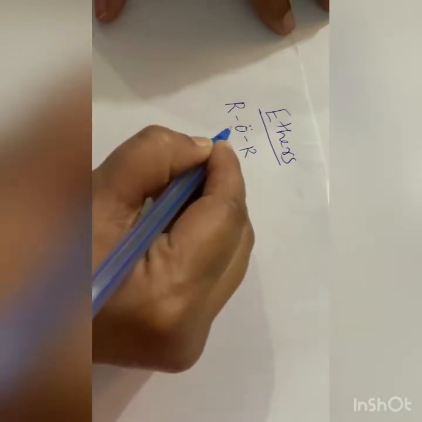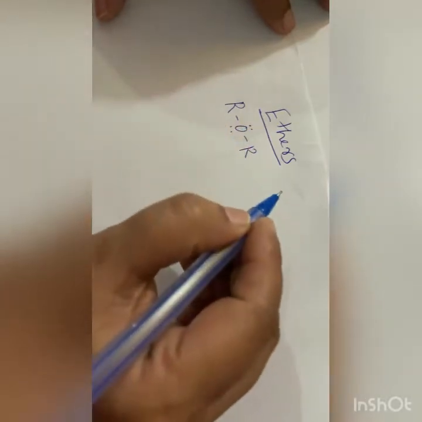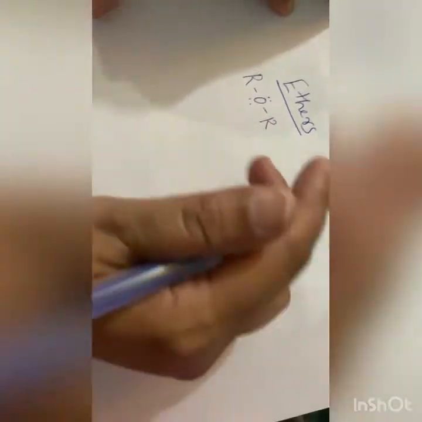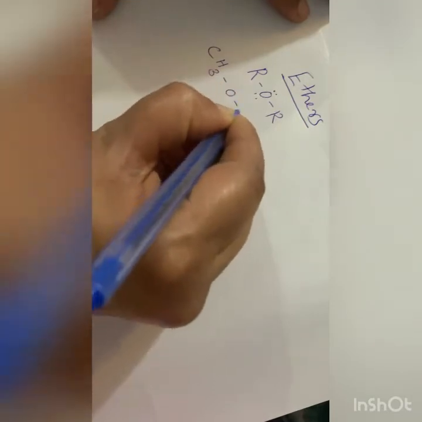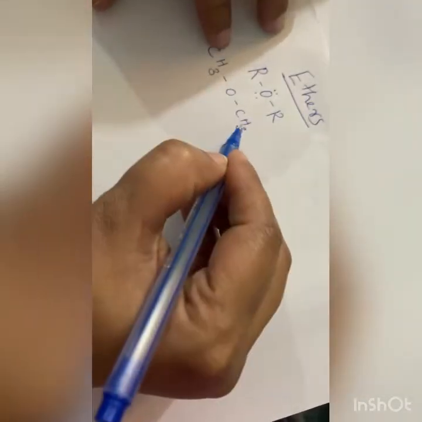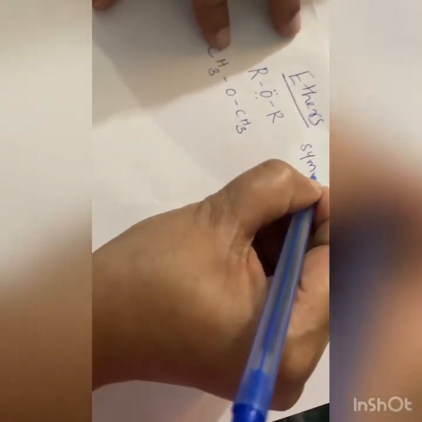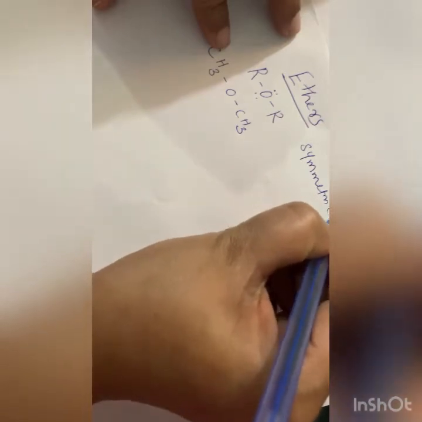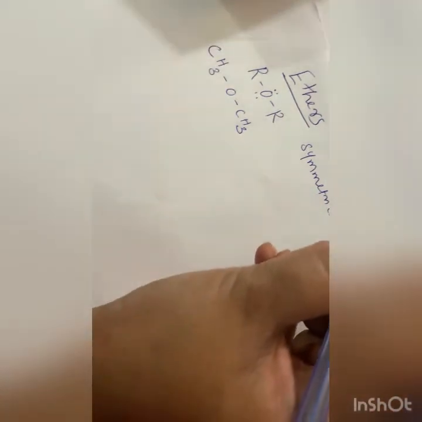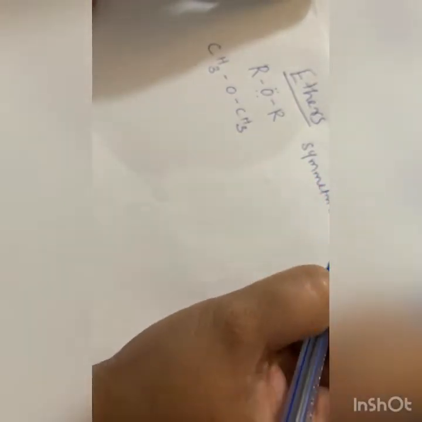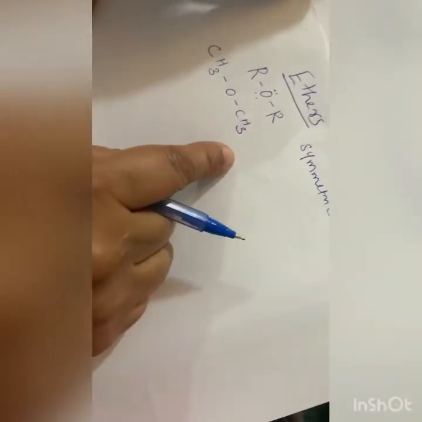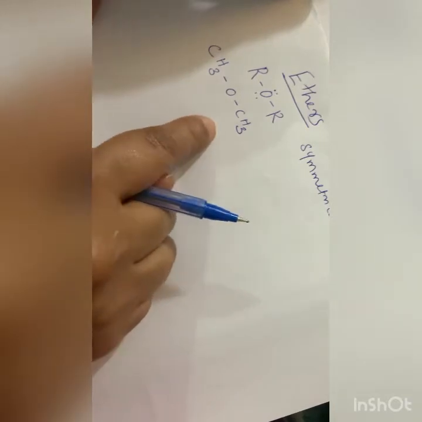We know that oxygen carries 2 lone pairs of electrons. This is the structure of ether. Now we will do the first one, CH3OCH3. Both sides of oxygen have similar alkyl groups, so it is known as symmetrical ether. Unsymmetrical ether means on both sides of oxygen 2 different groups are present.